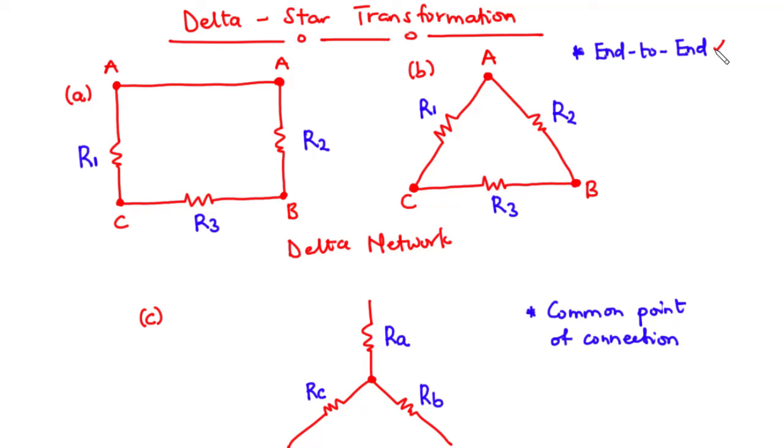Now, one important thing you need to take notice of is that delta star transformation only works for three resistors at a time. So it is either you transform a delta network which contains three resistors into a star network which will also contain three resistors, or vice versa. Now let's move on to diagram C.